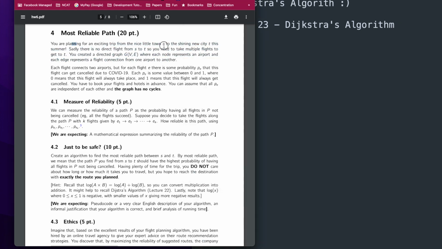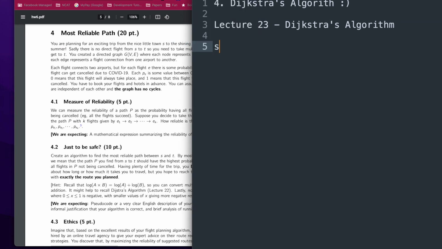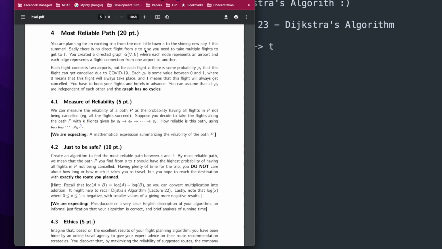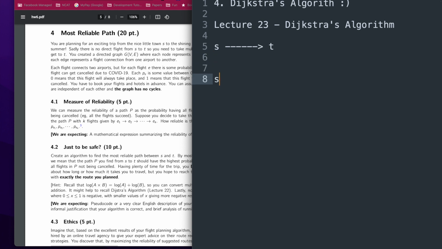So again, what we're doing here is you're planning an exciting trip from a town S to a shiny new city T. So we're trying to get from S to T, right? So there may be many nodes in between, but we're going from S to T. You created a directed graph, G, where each node represents an airport, and each edge represents a flight connection from one airport to another, right? So we basically have a graph where we start at San Diego, and then from San Diego, you can fly to Las Vegas, right? So that's one flight. And then from Las Vegas, you can fly to LA.